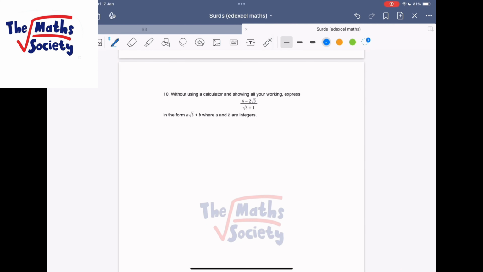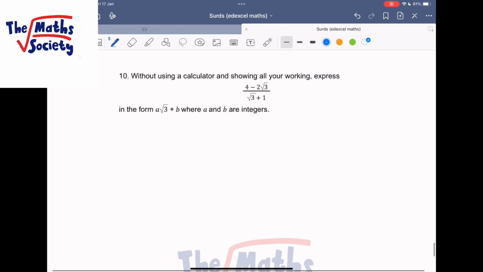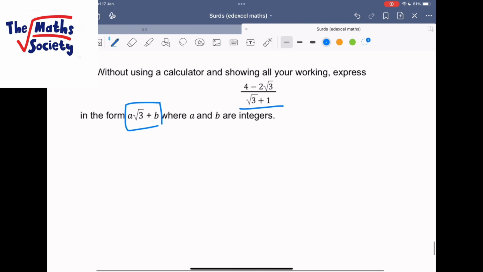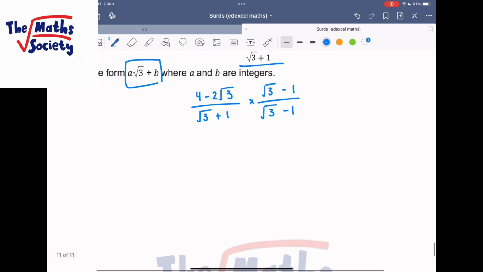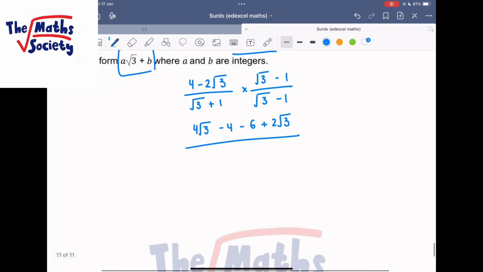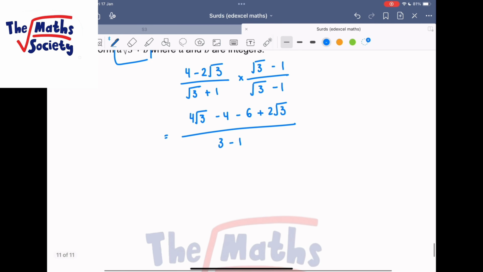So now we'll move on to question 10. In question 10, it says, without using a calculator, same thing, it should be in this form: a root 3 plus b. So we'll have to rationalize again. So 4 minus 2 root 3 by root 3 plus 1. Multiply by root 3 minus 1 over root 3 minus 1. So then you'll have 4 root 3 minus 4 minus 6 plus 2 root 3. And then you'll have 3 minus 1.